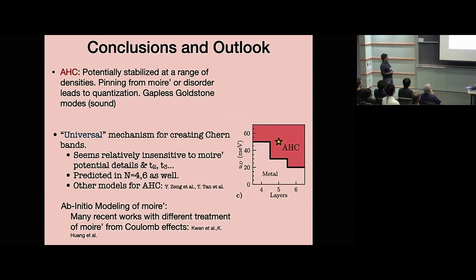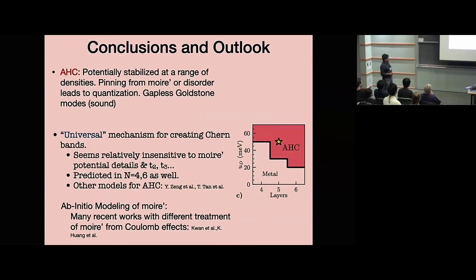One of the nice features, more should be said about this, but we've run out of time, is that it will have gapless modes. It breaks a continuous symmetry, and so it has sound modes just like the Wigner crystal, but occurring on top of this topological crystal. And it seems to be very universal in terms of creating Chern bands.